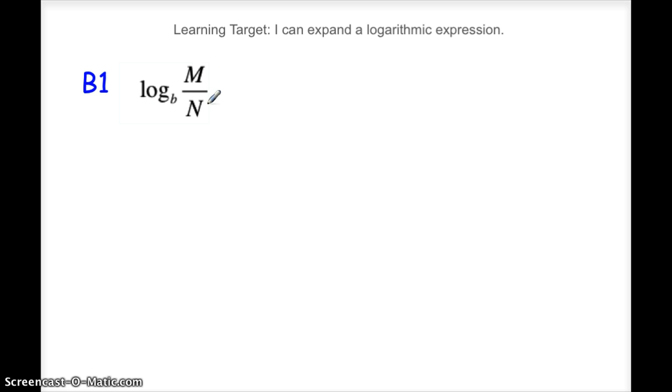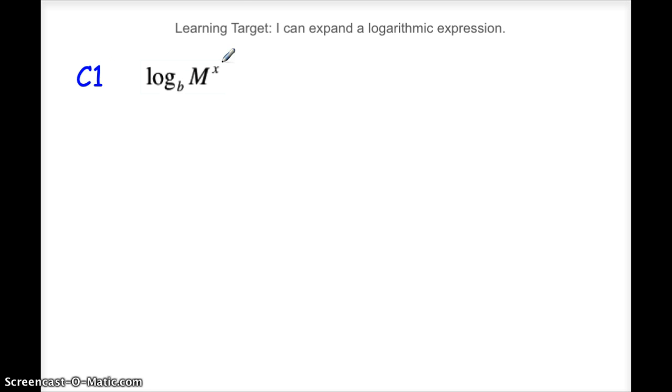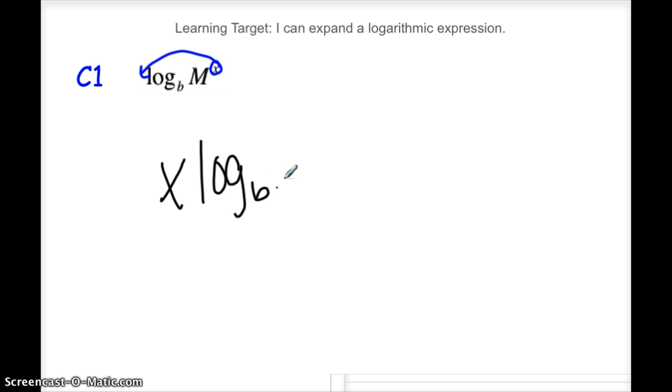Similarly, when we have m divided by n, we can give each of those letters their own log, but we break up the division by subtracting the two logs: log base b of m minus log base b of n. Whenever we have a power, it's a simple rule, just bring the power out in front. So we would have x log base b of m.